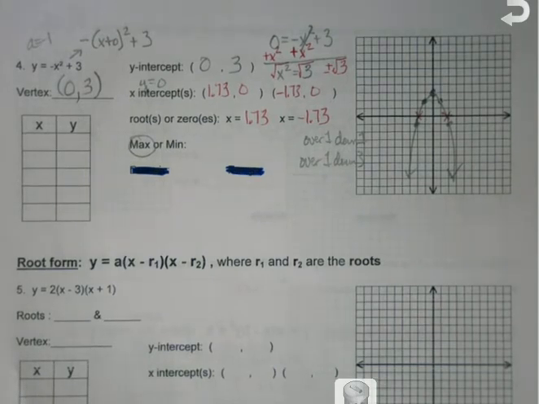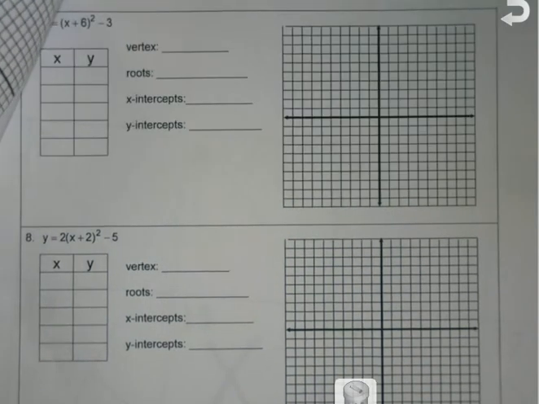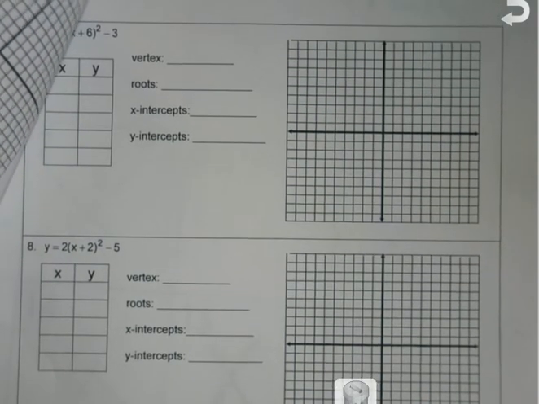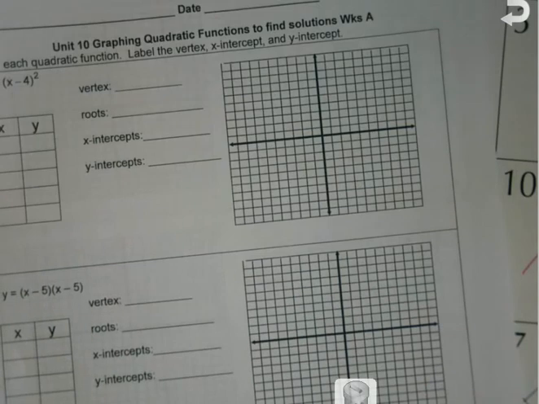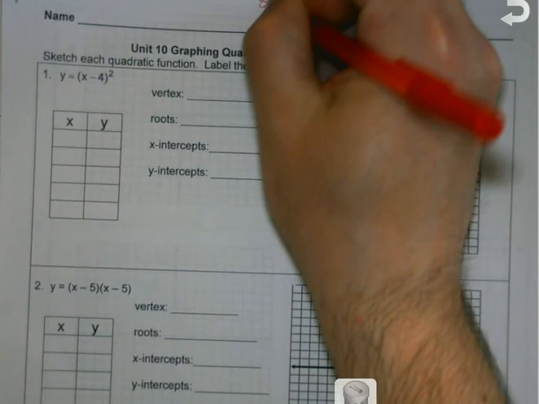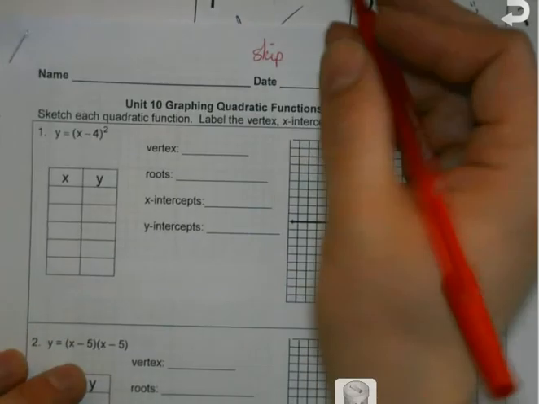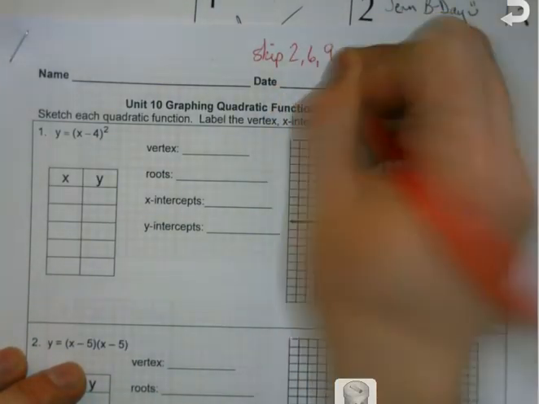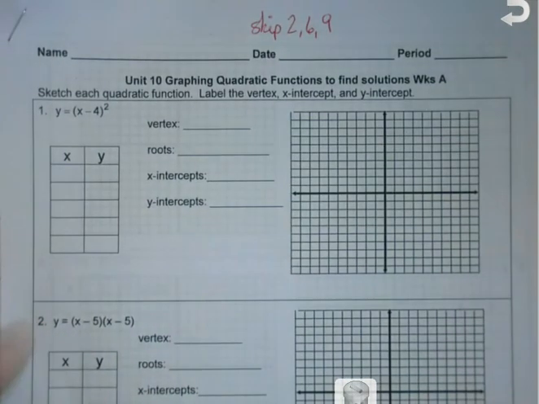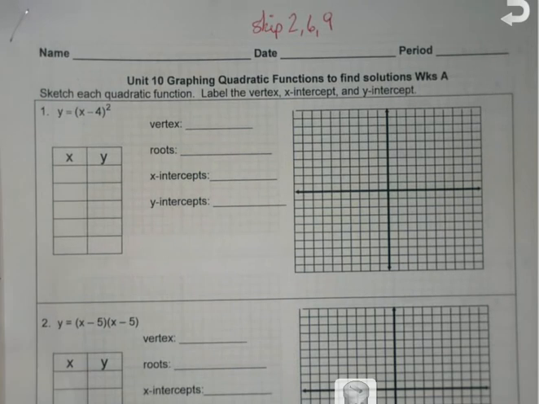So here's what we're going to do. As I slide this by here, I want to do a couple of these with you just to kind of see. And we're actually going to eliminate a couple of problems on here too. Let's take care of that part first. We are going to eliminate or skip, let's write this at the top here, because we haven't done a lot with root form yet, so I don't want to force you into that. So we're going to skip 2, 6, and 9. Which brings us down to, I believe, a grand total of 6 monstrous problems on this particular one.